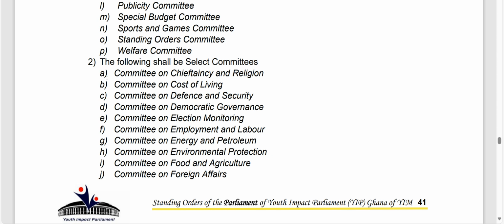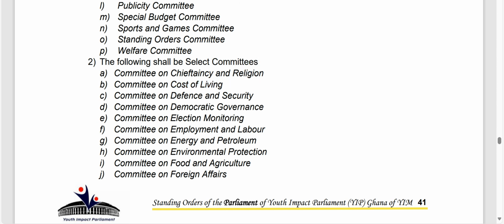So we have Committee on Chieftaincy and Religion. So you understand, it talks about chieftaincy and religion. You can ask them to look into a chieftaincy matter or religious matter and report back to the House. It's chaired by youth MP. Committee on Cost of Living.